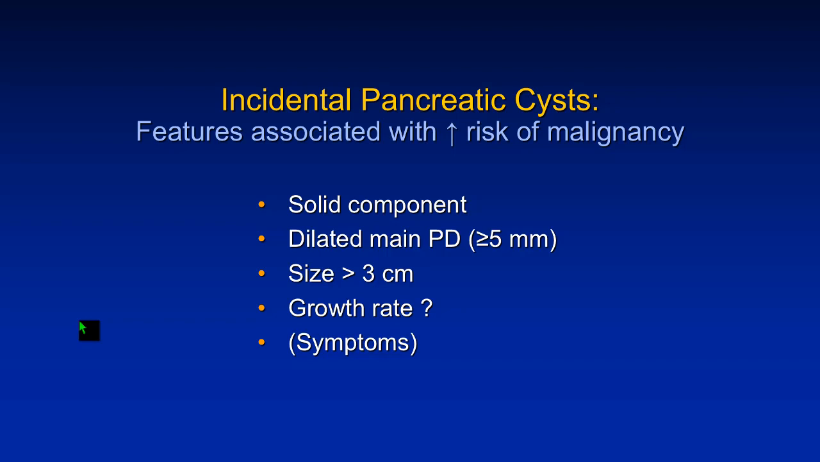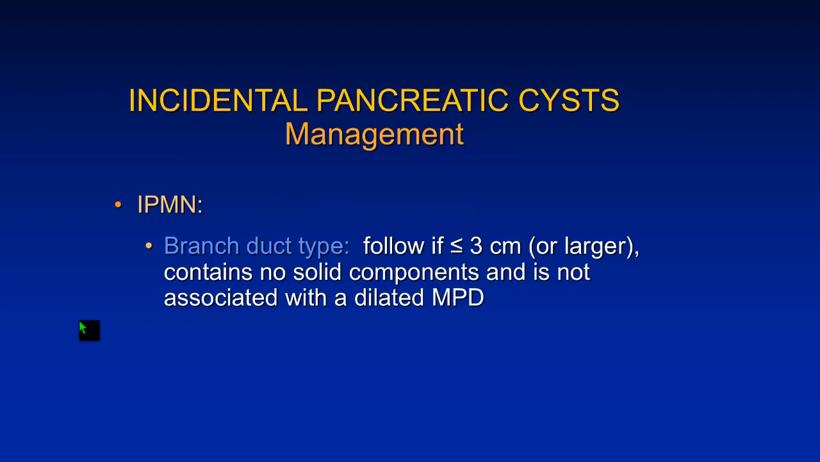And another thing that I haven't mentioned is symptoms. Now, by definition, if we're talking about incidental pancreatic cysts, we're talking about asymptomatic patients, or patients with symptoms that we can tell are not related to the pancreas. But if a patient has abdominal symptoms that could be related to the pancreatic abnormality that we've identified, then that puts the patient in a much higher risk category. So we're not talking about patients with symptoms when we talk about how to deal with incidental pancreatic cysts.